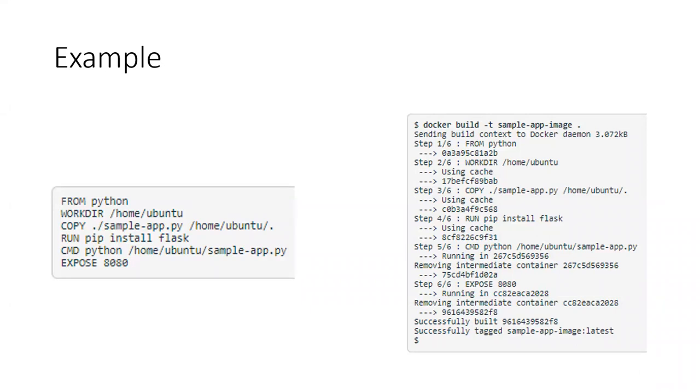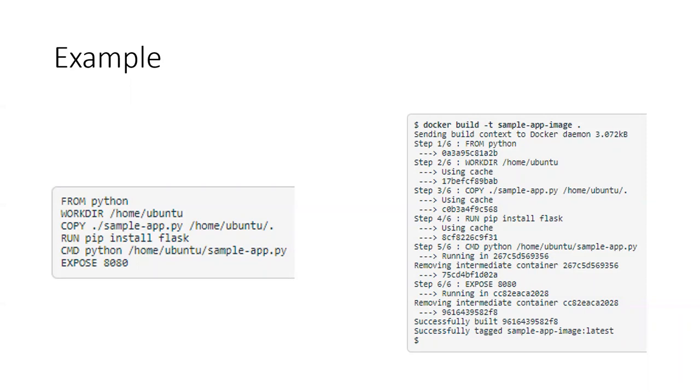And then the RUN command allows you to directly run commands on the container. So in this example, Flask is installed. Flask is a platform to support your app as a web app. The CMD command will start the server when you run the actual container. Here you use the python command to run the sample app.py inside the container.